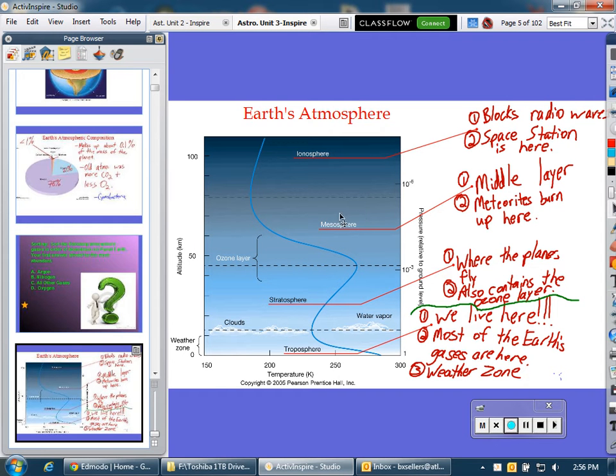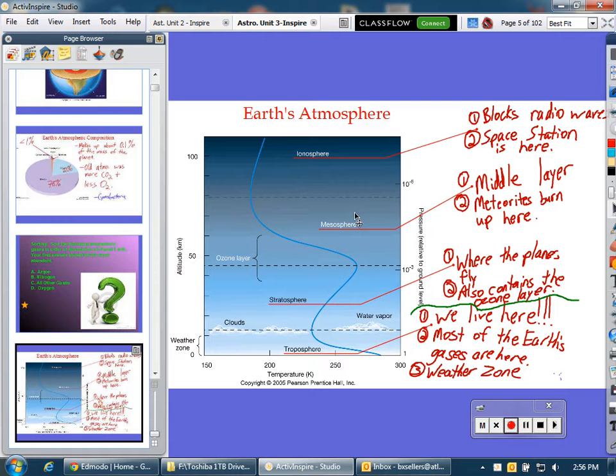Above this is the mesosphere. Meteors, as they come into the planet and don't make it quite into the planet, typically burn up in the mesosphere, creating meteor showers. Meso means middle, so that's where we get the word mesosphere, kind of in the middle.